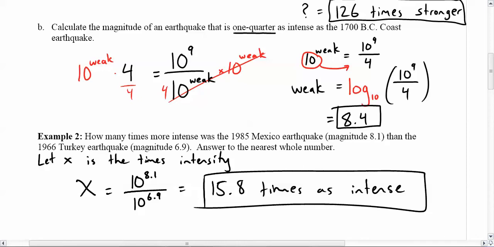Does anybody see a shortcut? Maybe a way to do this even faster, using exponent laws? Subtract the exponents. Right. 10 to the 8.1 divided by 10 to the 6.9 is the same as 10 to the 8.1 minus 6.9.